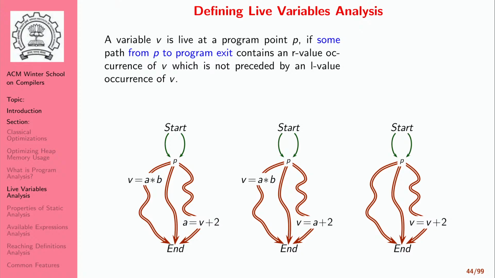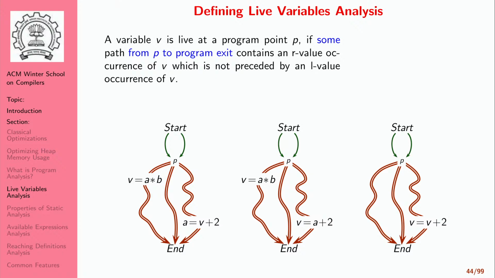Okay, some of you know, others don't know. The R value name comes from it appearing on the right hand side. An L value is something that appears on the left hand side. But more technically, R value means reading of a location. L value means writing into the location.